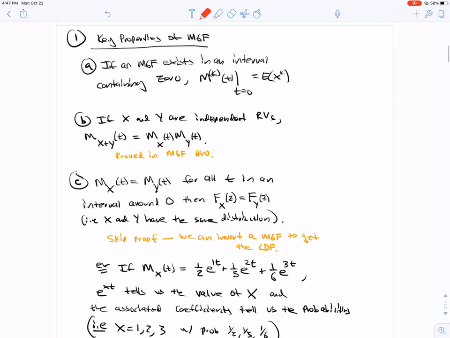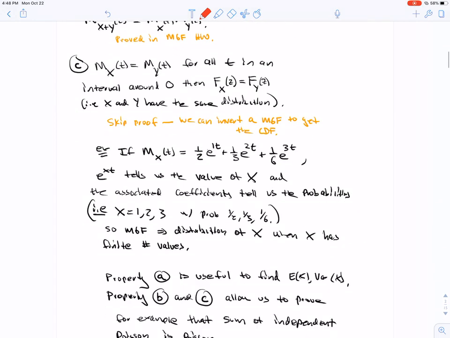So, key properties of the MGF. If an MGF exists in an interval containing 0, then the kth derivative set equal to 0 is the kth moment. Super useful. Furthermore, if X and Y are independent random variables, then the moment generating function of the sum of X and Y is the product of the individual moment generating functions. This is proved in the MGF homework this week.